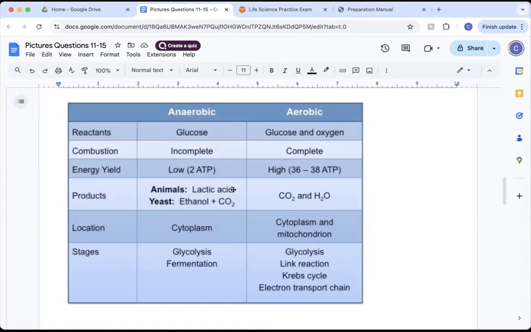Products, again, here you can see lactic acid for us animals, and for yeast, ethanol and carbon dioxide. You can see the products here. Location, anaerobic is the cytoplasm versus aerobic is the cytoplasm and the mitochondria. The different stages here, again, you saw that in the picture as well. So now let's go back and look at the question again.